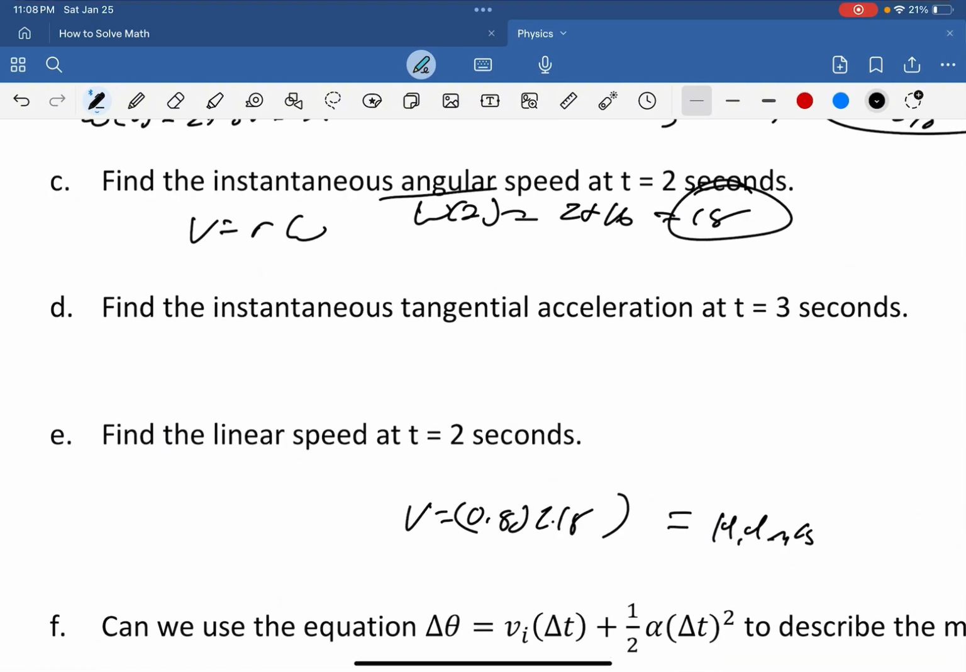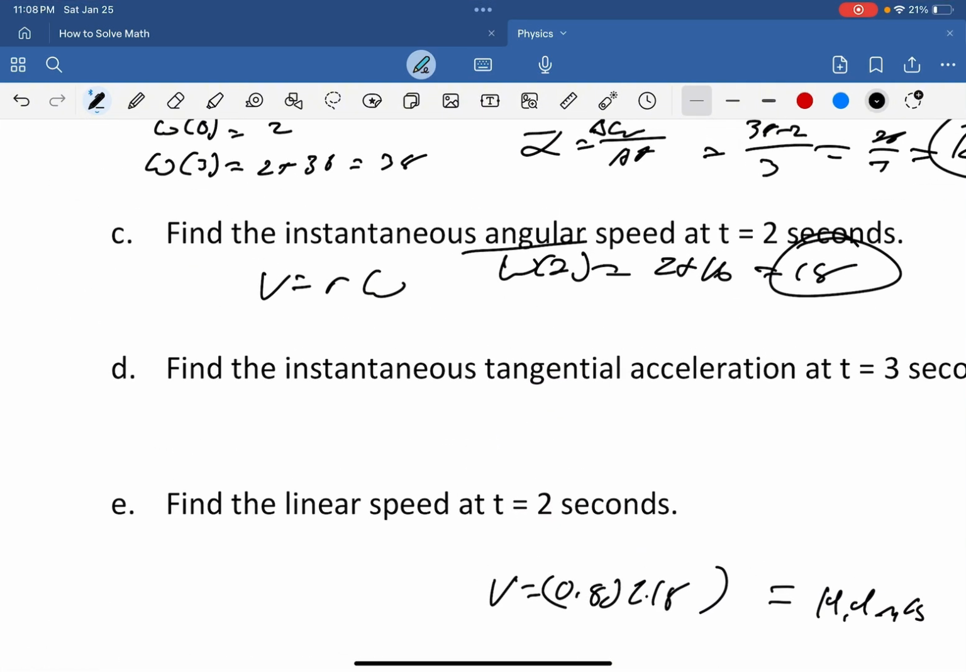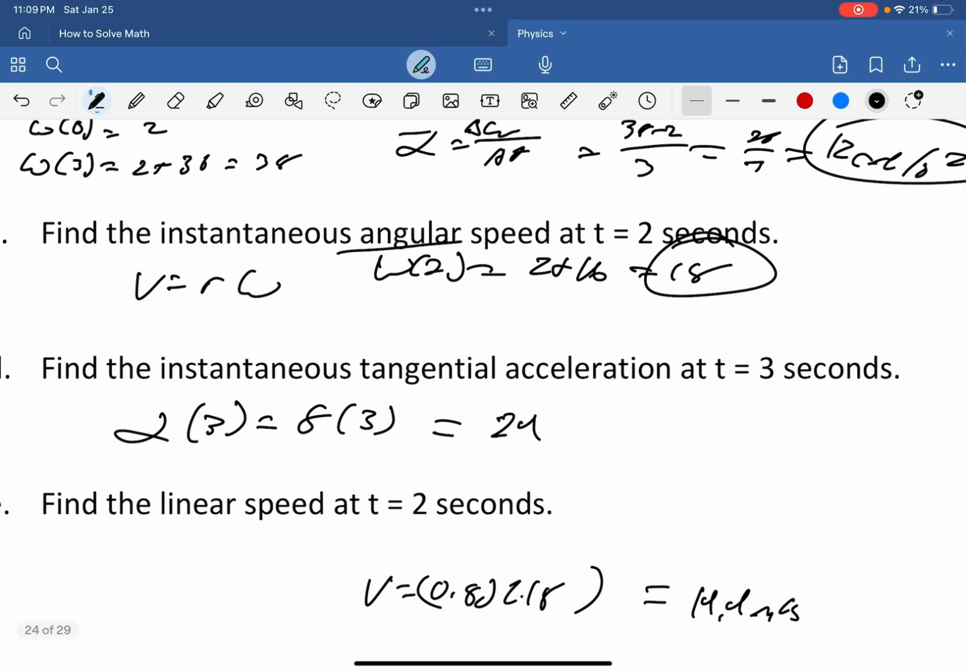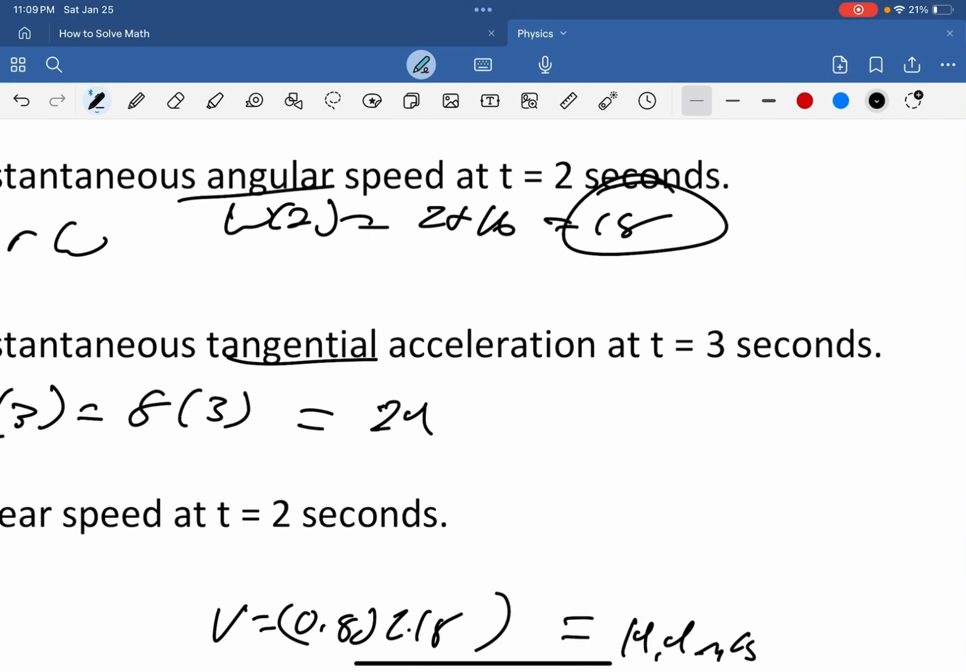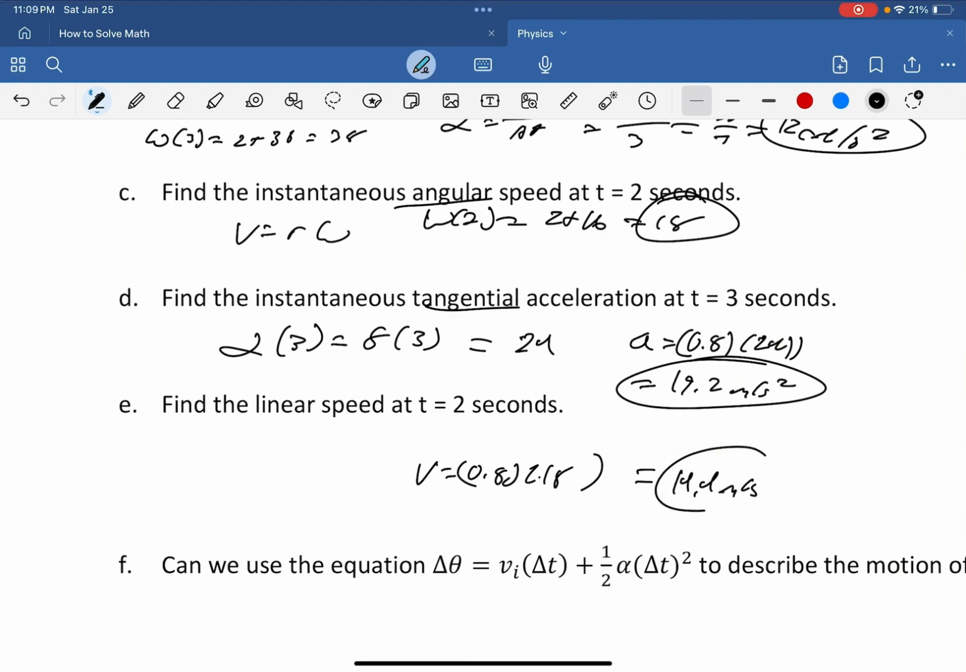Find instantaneous tangential acceleration at t equals 3. So alpha at 3, I'm pretty sure we just said it's a, yeah, so this is 24. And then the tangential just means linear. So a is equal to 0.8 times 24, which is equal to 19.2 meters per second squared. Good job. This is correct.